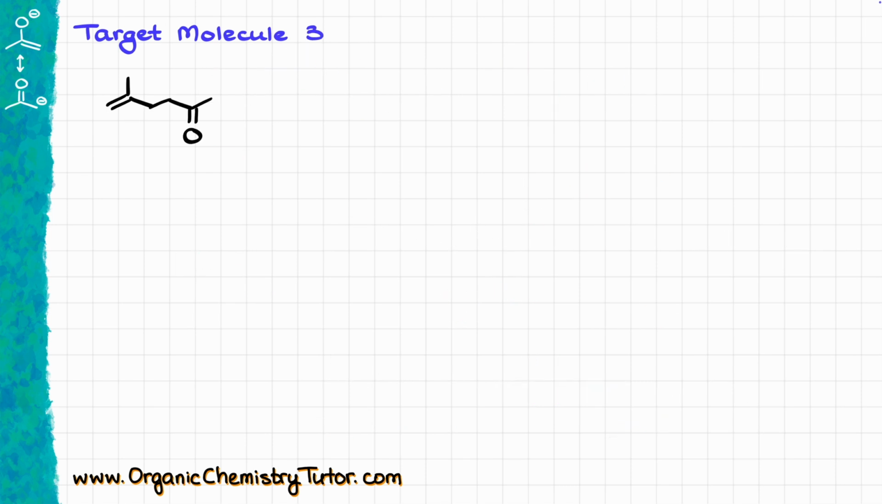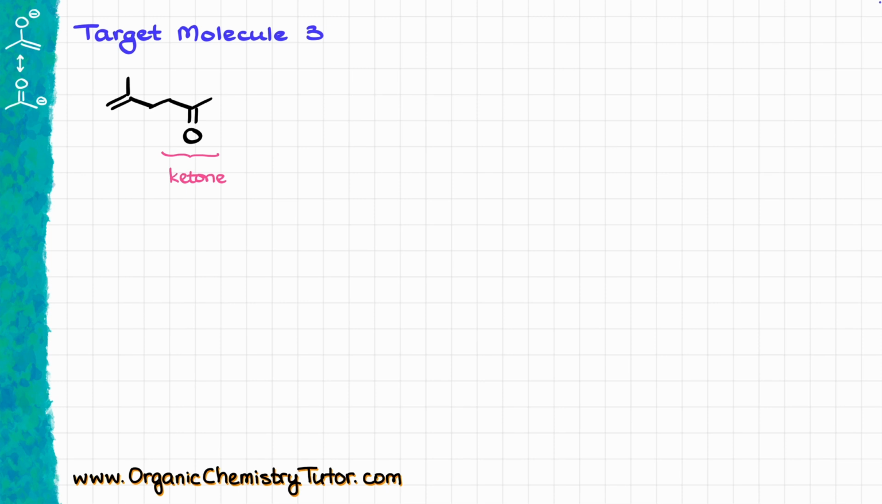And finally, I have another fun-looking molecule here for you. Again, this is not a carboxylic acid. The functional group that we have over here is a ketone. So can we make it via the malonic ester synthesis? Well, actually yes, we can.